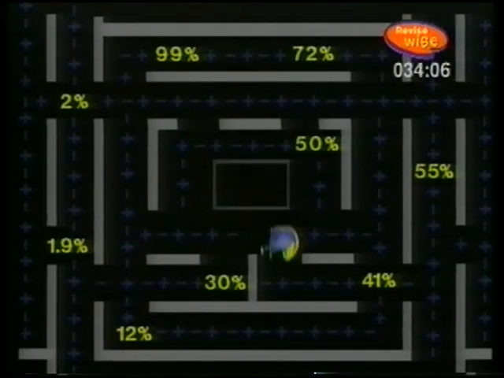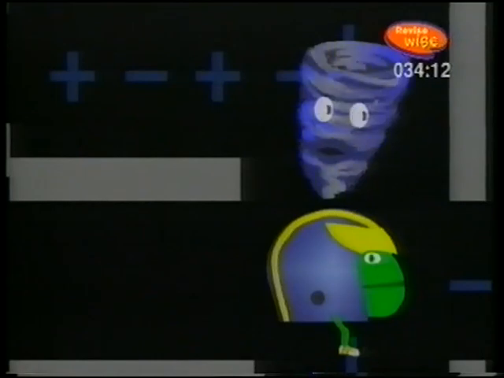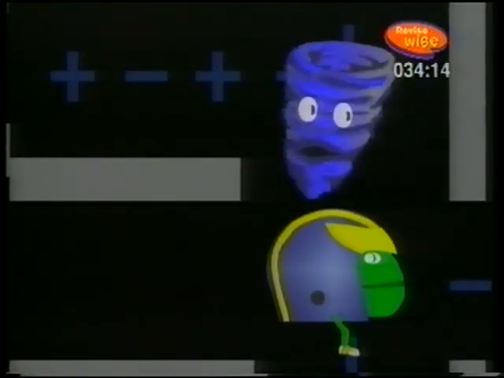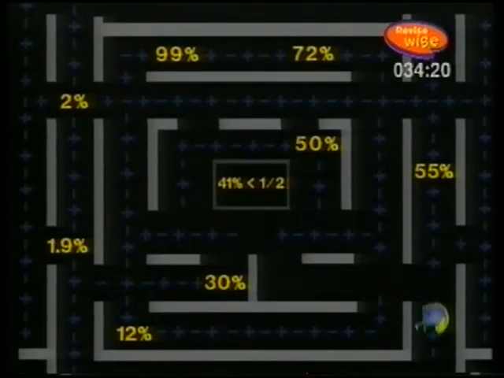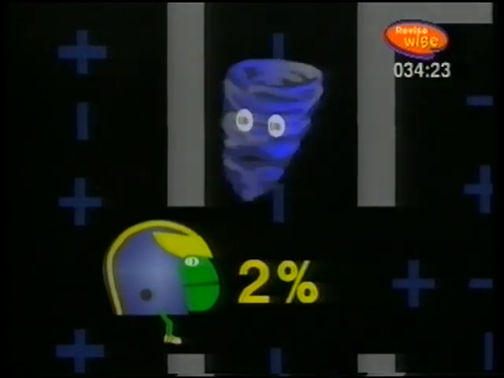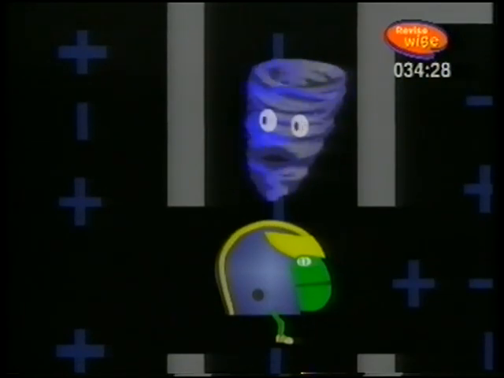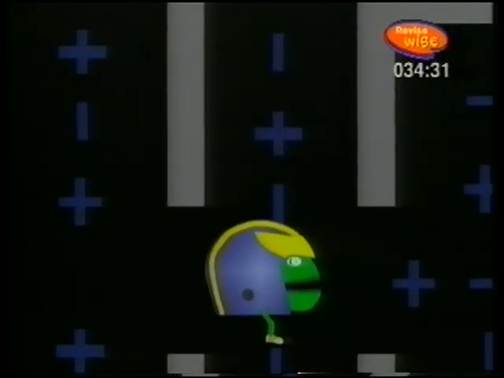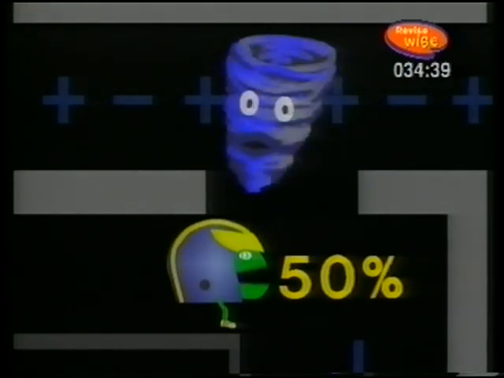See if you can spot all the percentages less than a half before Mathman does. Less than 1/2. Less than 1/2. Pretty small. Tough call. Yep.